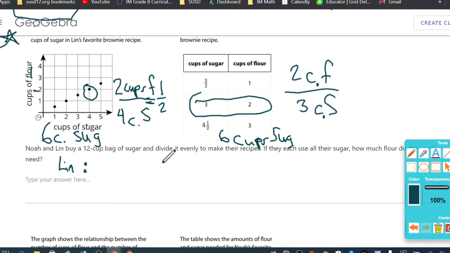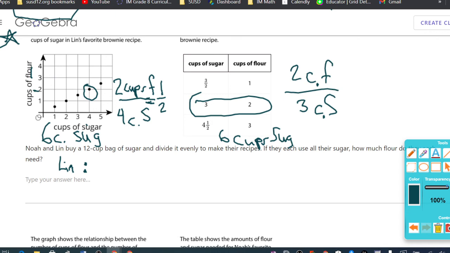Now you better show me your math. How did you get that answer? 2 goes into 6 3 times. So if it's 1 cup of flour for every 2 cups of sugar, then she's going to need 3 cups of flour. Did I get that right? I think so.